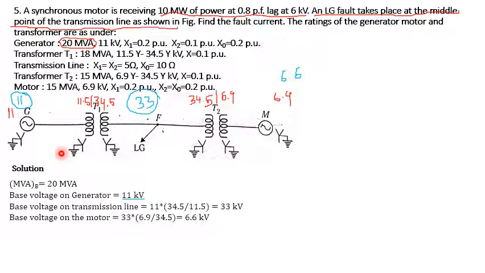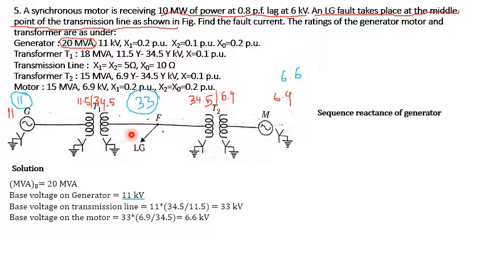First we need to calculate the sequence reactances for the generator, then for the transformer, transmission line, transformer T2, and the motor. The most important thing to see is that the fault takes place at the middle of the transmission line.